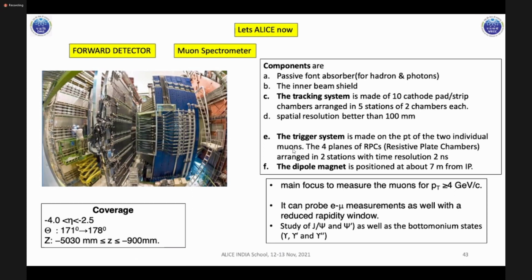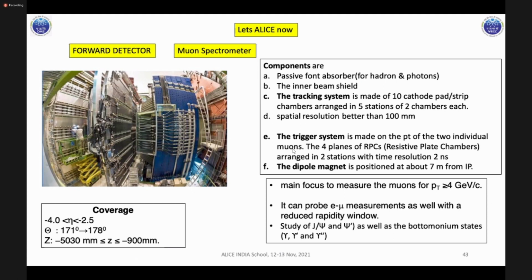And they also use a dipole magnet, and it is positioned 7 meters away from the interaction point. What is the main focus of this muon spectrometer? The main focus is to measure muons for pT greater than 4 GeV/c, and it can probe electron and muon measurements as well with a reduced rapidity window, of course. And they study J/psi and psi prime, all these quarkonium states like these particles.